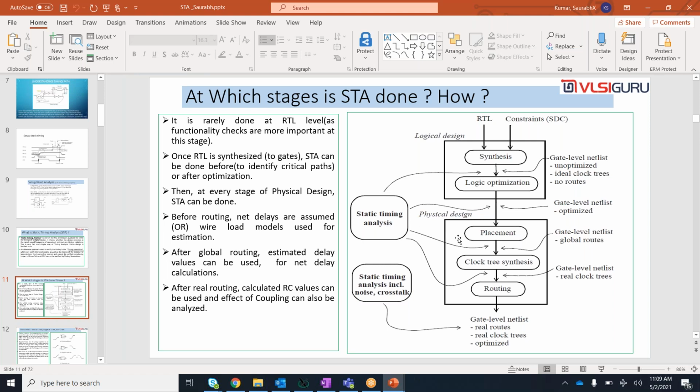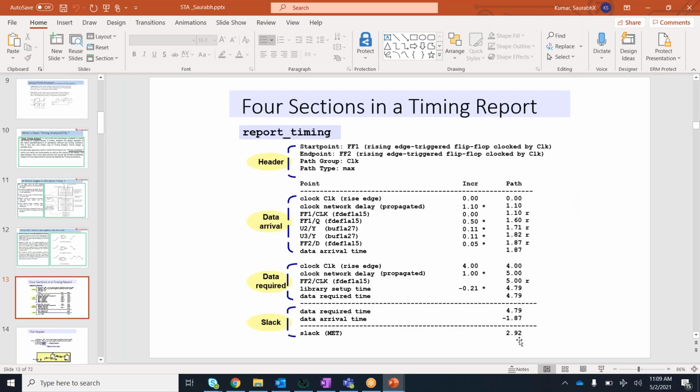Then we'll have the static timing analysis after the placement, after the CTS, and after the routing. Here I will have the gate level netlist that is globally routed. Here we'll have the gate level netlist with the real clock tree built up. And after the routing, we can do the static timing analysis including noise, crosstalk, derates, everything. So: gate level netlist, real routing, real clock tree, optimized. Okay.